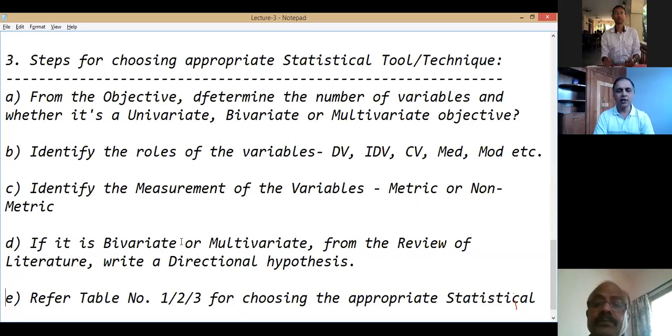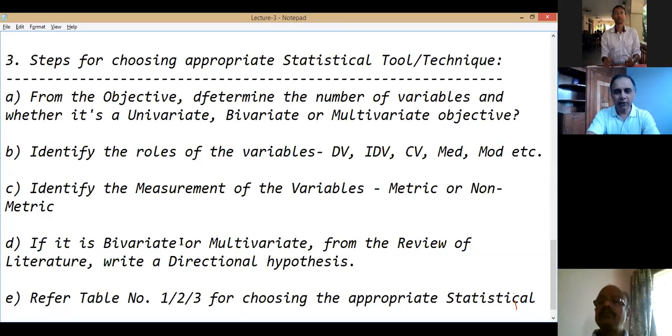Step D says, if it is bivariate or multivariate, it's always advisable you go for the review of literature and make a hypothesis: what the previous studies say is the proposed relation. Please look, most scholars unfortunately do reverse engineering. They first collect the data, then think, okay, now what technique should I apply. Friends, it's a wrong method.